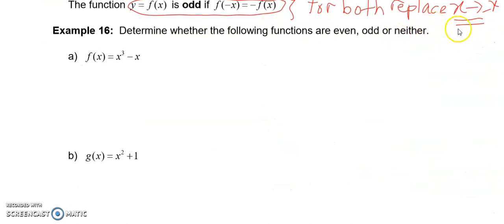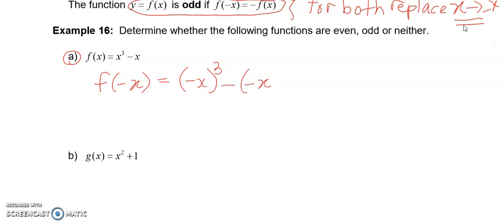Example number 16. Now remember, all we need to do here is replace x with negative x and carefully look at what we end up with. So the test, let's look at part A. Let's work out f of negative x, and let's see what we end up with. All right, so let me see. I'll replace the x in the first term with negative x, and I will also replace the x in the second term with negative x. And let's see what we get.